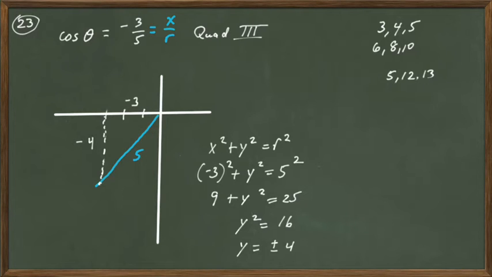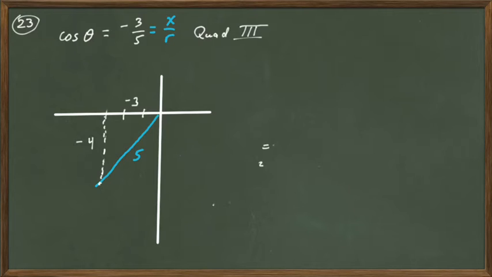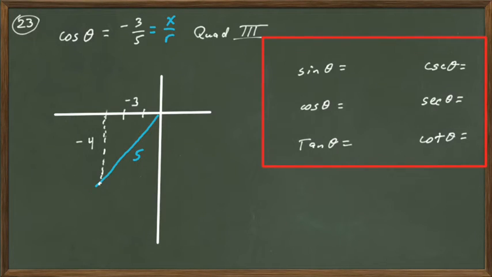Because they want us to list the trig values, bear with me while I just write it out. Okay, we want to fill in the trig values. Do they give me one of them right here? Cosine is negative 3/5. Secant would be its reciprocal, negative 5/3. Again, the negative can go top or bottom, but not both.